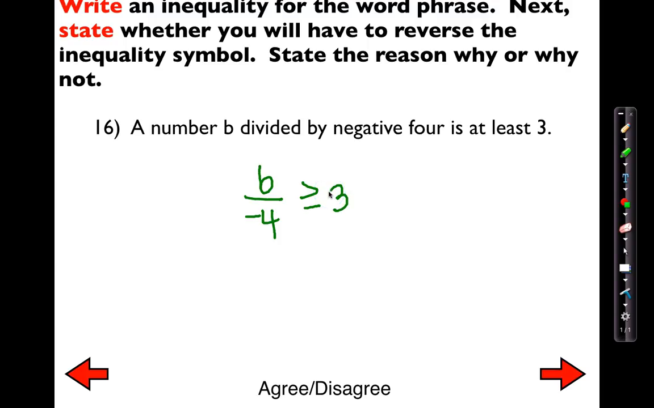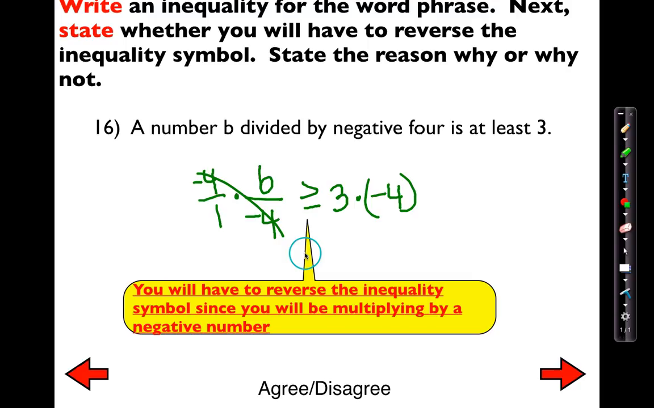But I'm not done. I need to answer the question, will I have to switch the sign of my inequality? Well, here if I wanted to solve, this is b divided by negative 4. The inverse would be to multiply both sides by negative 4. So if I multiply both sides by negative 4, will I be switching the inequality? The answer is yes, because if I'm ever multiplying or dividing both sides by a negative number, I will have to switch the sign. So will I have to switch the sign here? The answer is yes, because I will be multiplying both sides by negative 4.